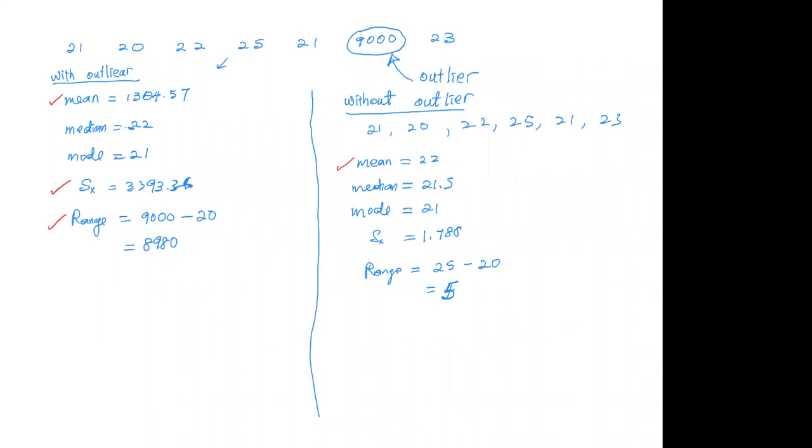All right? So the outlier will change the spread. If the outlier is much bigger, it will pull up. If the outlier is smaller, then it will pull down. Got it? Okay, so that is the effect of outlier on these values.